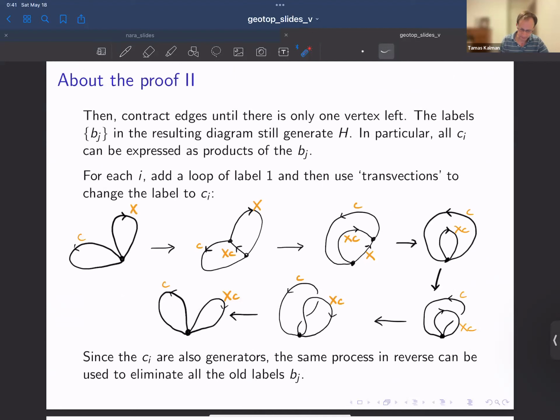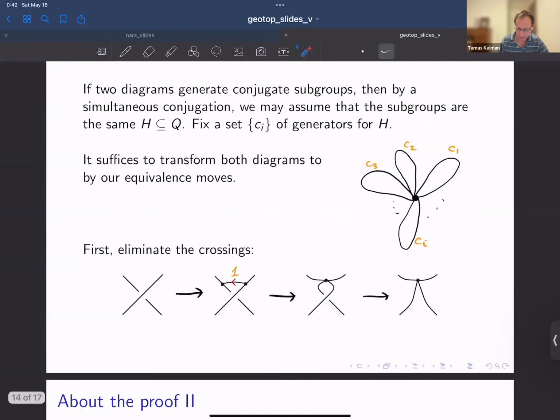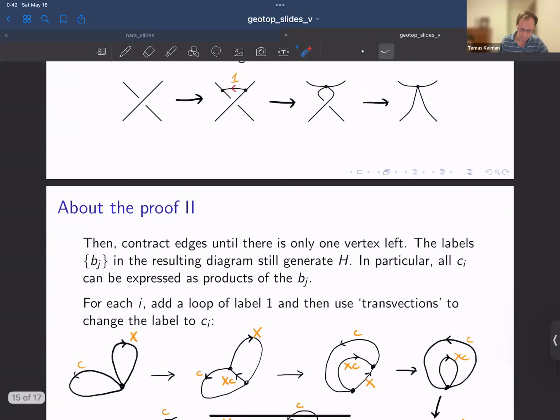And then there is an interesting move here, kind of like a handle slide, which allows you to do the following. Oh, I also wanted to say that after getting rid of the crossings in the diagram, you still have a big planar graph. So in that, you can contract edges until there is only one vertex left. Then it will really start looking like this, but the labels will be totally different. I have no control over what the labels will be after doing all those contractions.